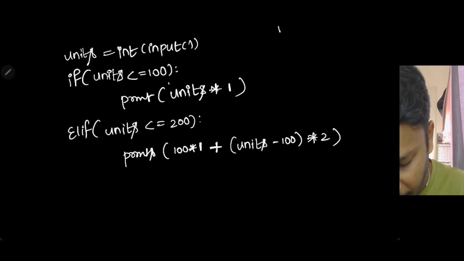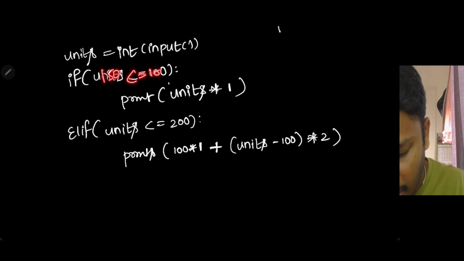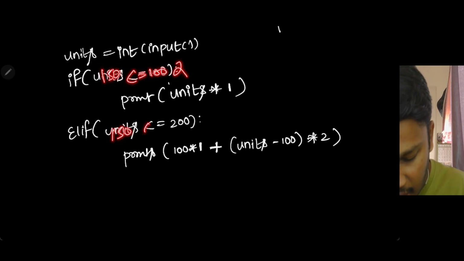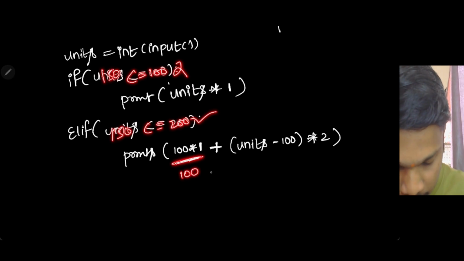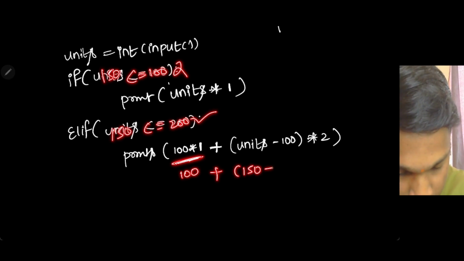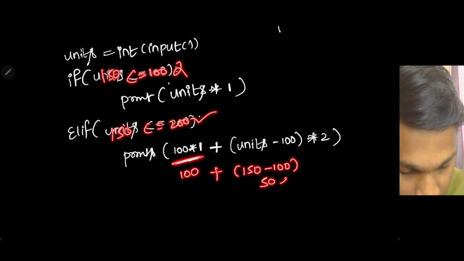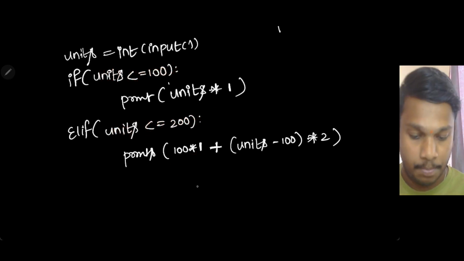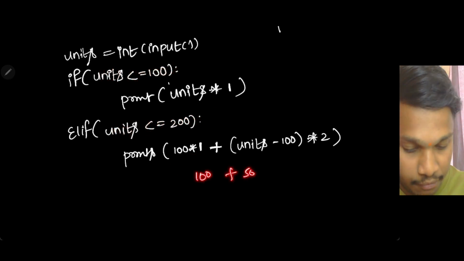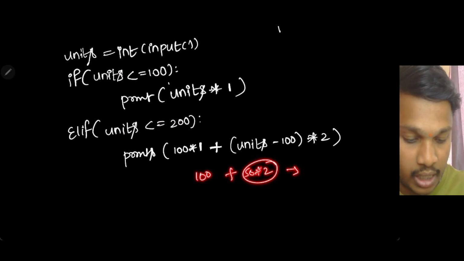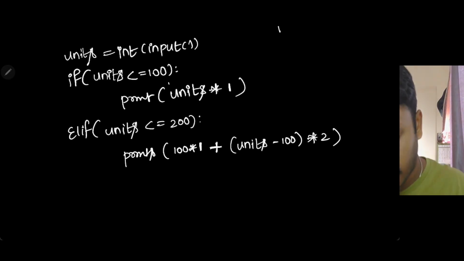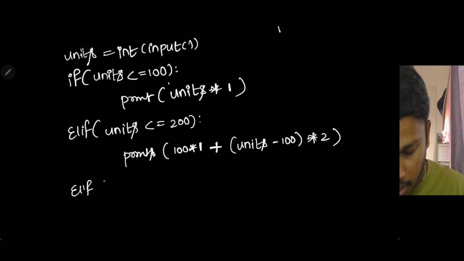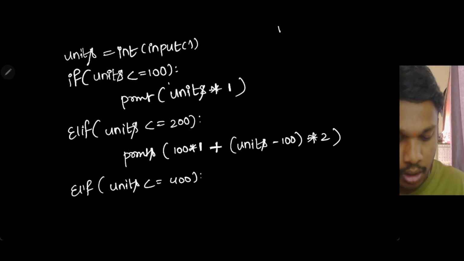For example, 150 less than or equal to 100, false. Now 150 less than or equal to 200, correct. Now what will it do? First 100 units, 100 rupees, plus 150 units minus 100. Now what will it become? 50 star 2. How much will he pay? 100 plus 50 star 2, so 100 plus 100, 200. Before when we solved, we also got 200. It is correct.